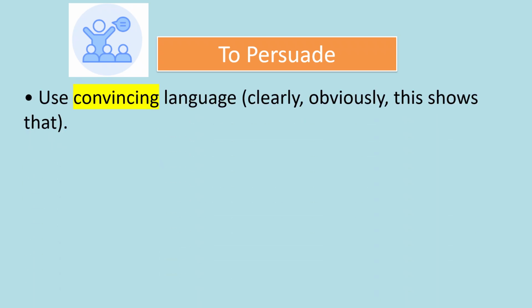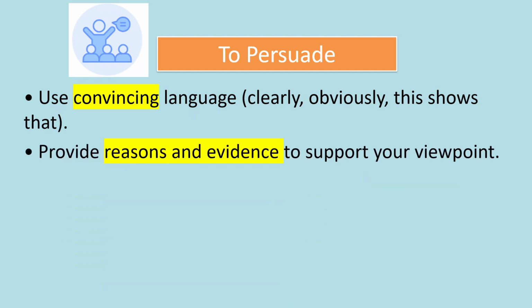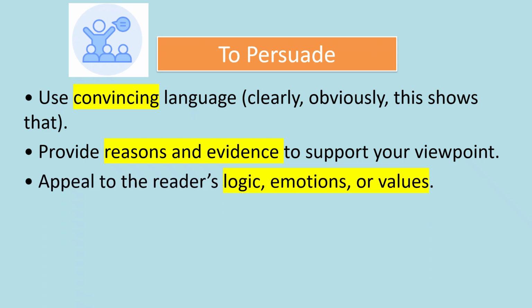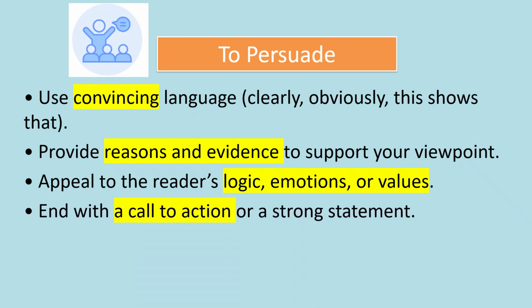The second purpose is to persuade. Writers use convincing language like clearly, obviously. This shows that they provide reasons and evidence to support their viewpoint. They appeal to the reader's logic, emotions, or values. So you can trigger your reader's logic, emotions, or values to persuade or convince them. They end with a call to action or strong statement.